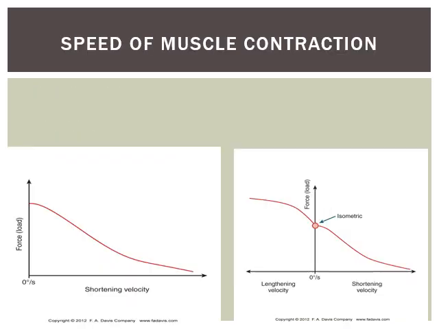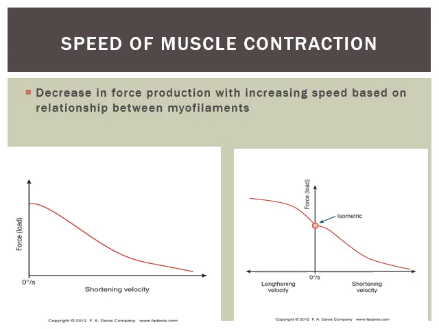So another variable we have to look at is speed of muscle contraction. And this gets really important when you're looking at how much force a muscle could produce, the concepts of mechanical power, again, rehabilitation for active individuals involved in athletics, performance enhancement. These are all very important concepts to consider. So there's a decrease in force production with increasing speed based on the relationship in the myofilaments.